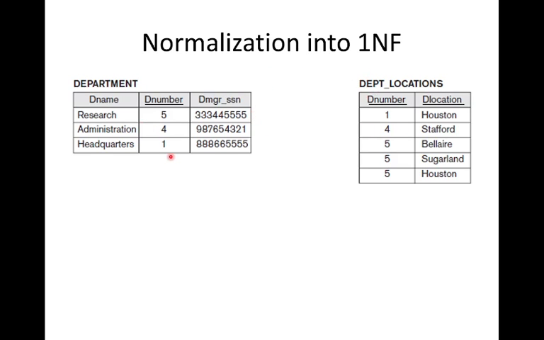Now these two relations are in first normal form. So this relation will be changed to these two relations. This is known as decomposition, normalization by decomposition.